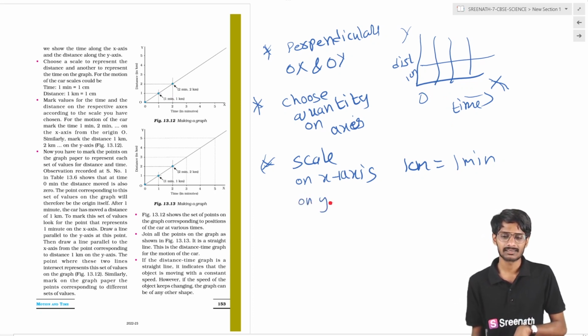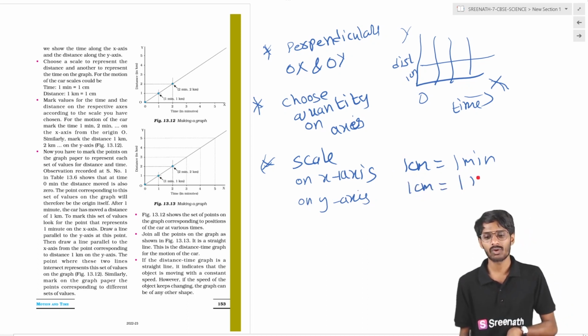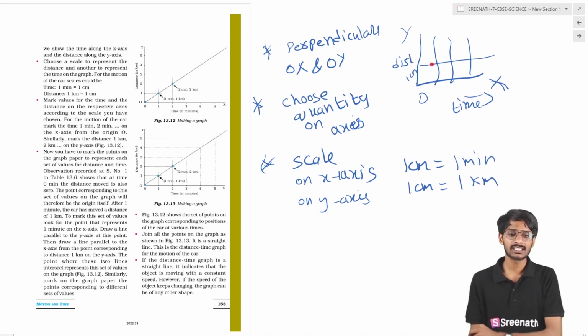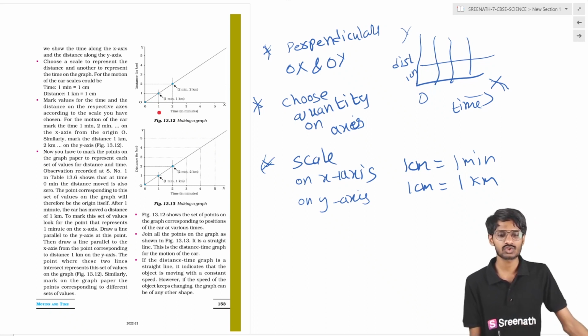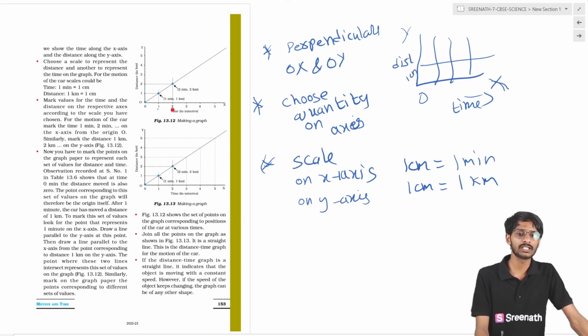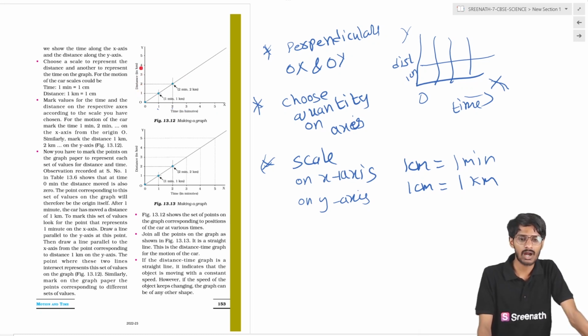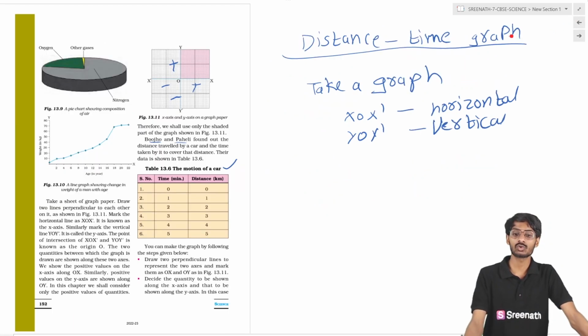On the y-axis, how are we going to take it? Suppose for 1 centimeter, how much are you taking? Suppose we are taking 1 kilometer per 1 centimeter, students. Like that you have to take the scale on the graph, and write the values like that. Here for 1 centimeter is 1 minute, 2 minutes, 3 minutes, 4 minutes, like that. Here it is 1 kilometer, 2 kilometers, 3 kilometers, 4 kilometers, like that. After marking the scale, what do we have to do? We have to look at the table.